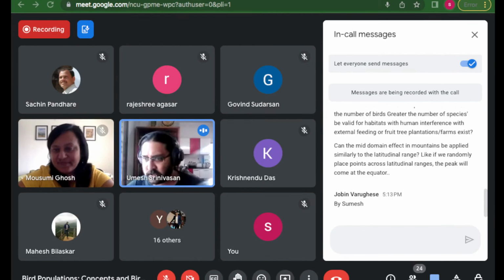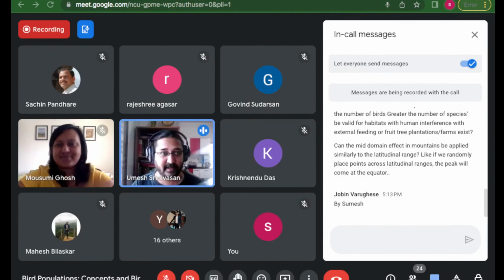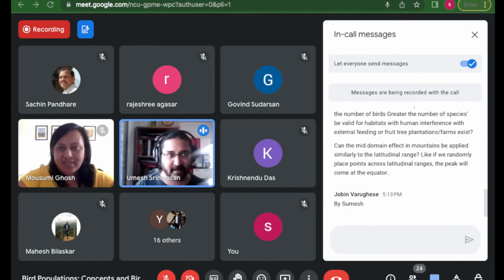Sunanda has a question. Would the explanation of greater the number of birds, greater the number of species be valid for habitats with human interference, with external feeding or through tree plantation? So actually, one of the people who has shown that the greater the number of individuals in a habitat, the more the number of species is Mousumi, from her work in the Western Himalayas, and that was in natural habitats.